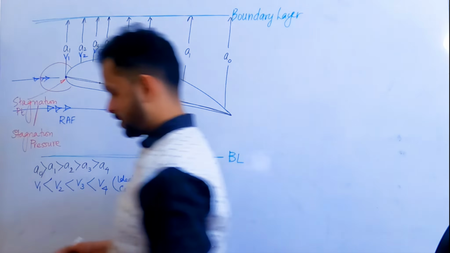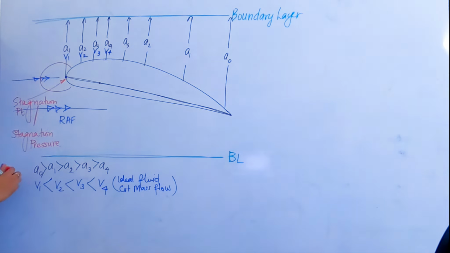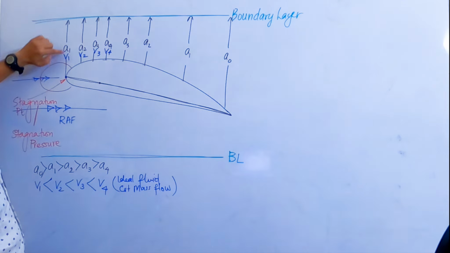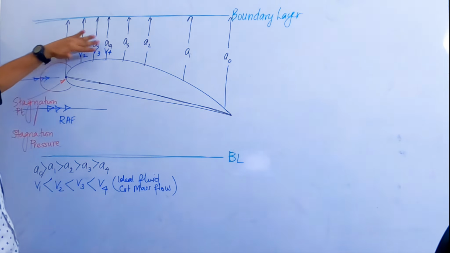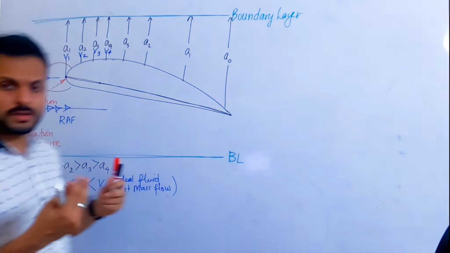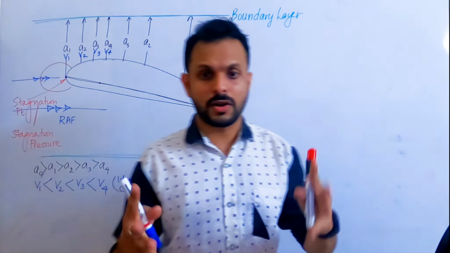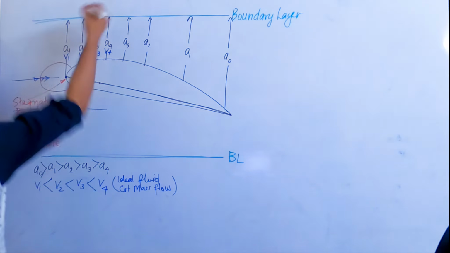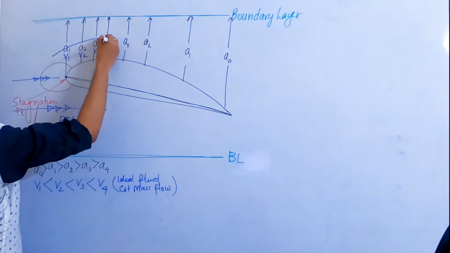Correct. So you can see here what is happening to the velocity as you go towards where the velocity is increasing. What is the meaning of that? What is happening to the air? Increasing velocity is what is called acceleration. Very good. So the air is accelerating.